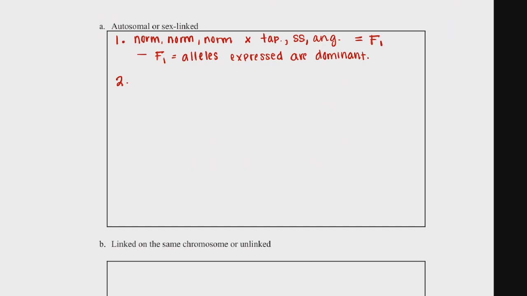The next thing I would do is mate the F1 males with females that are homozygous recessive for all three. And I'm using A, B, and C synonymously with the three traits. I would do the same thing, but in reverse.